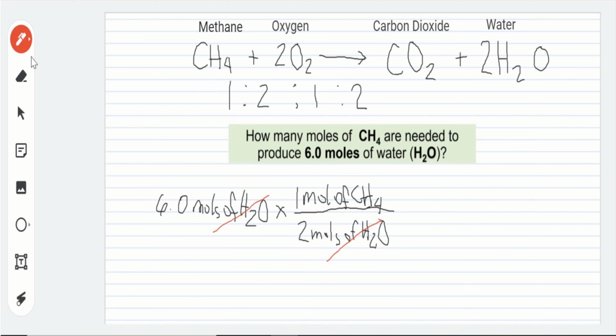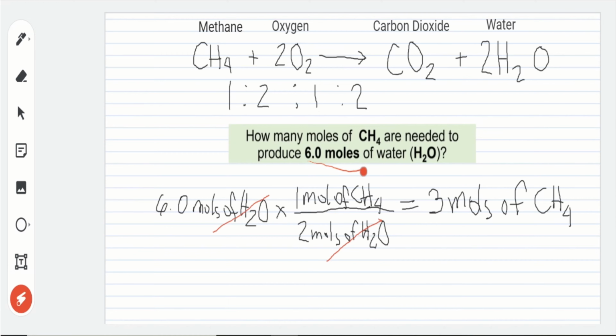So obviously, our answer here is 3.0, or 3, moles of methane. This means this is the amount of methane we need on our reactant side. This is the number of moles of methane we need to make 6 moles of water.